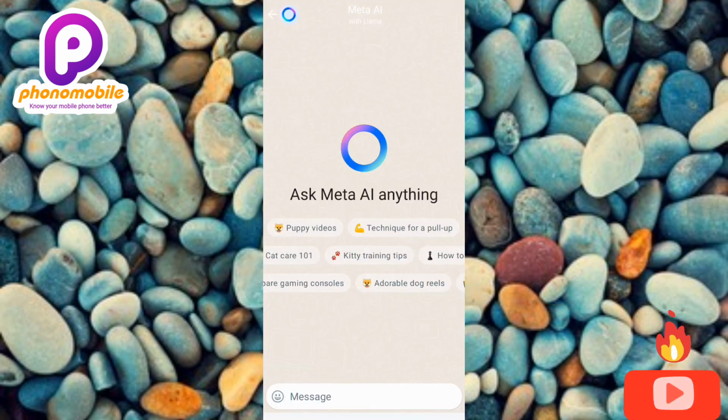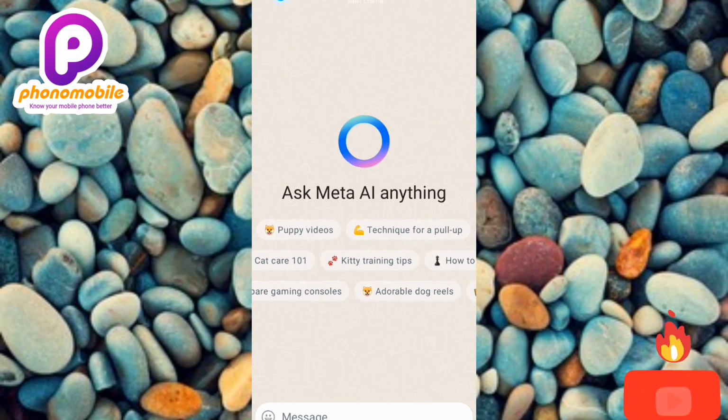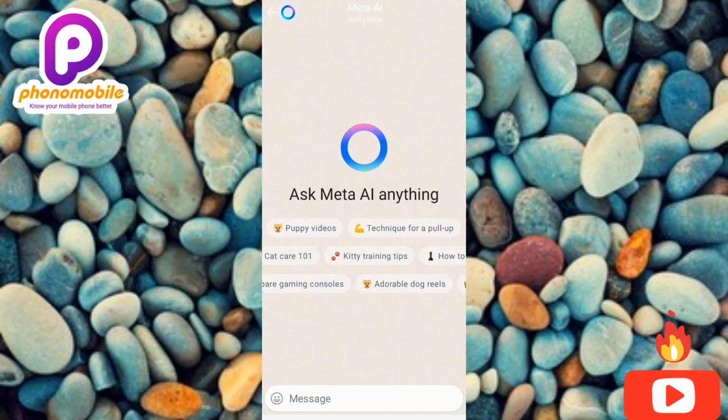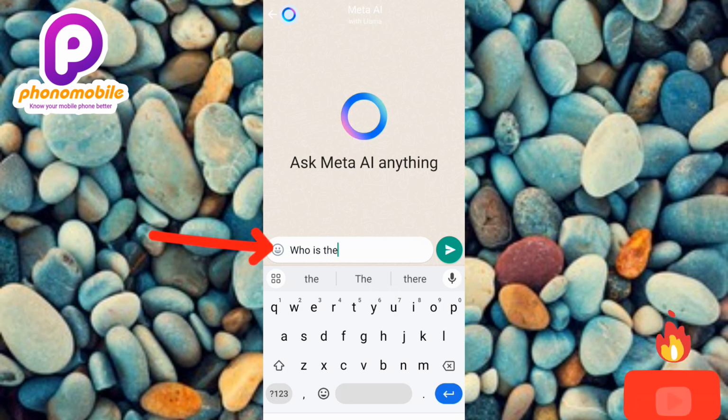So guys, now you can see what is written here, Ask Meta AI anything. So with this feature now on WhatsApp, you can actually get answers to any question that you ask while you're using your WhatsApp. So guys, let me ask a question right away. Let me ask this question: who is the richest man in the world? So let me ask it right away. Who is the richest man in the world?